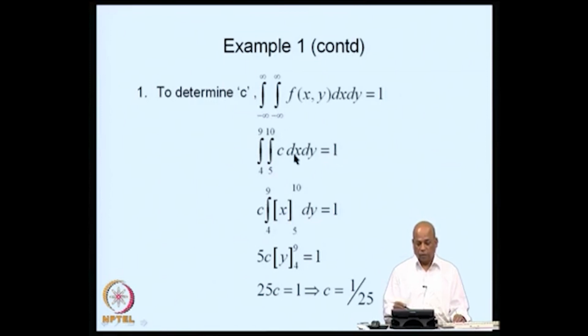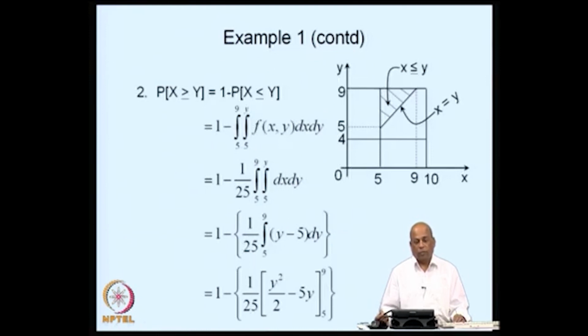From this, first you integrate with respect to x, with x varying between 5 and 10, and then integrate with respect to y, and that should be equal to 1. So, this is 5C, and then y taking on values between 4 to 9. From this we get C is equal to 1 by 25. So, we have completely defined the joint PDF now as f of x comma y is equal to 1 by 25 for x taking on values between 5 and 10 and y taking on values between 4 and 9.